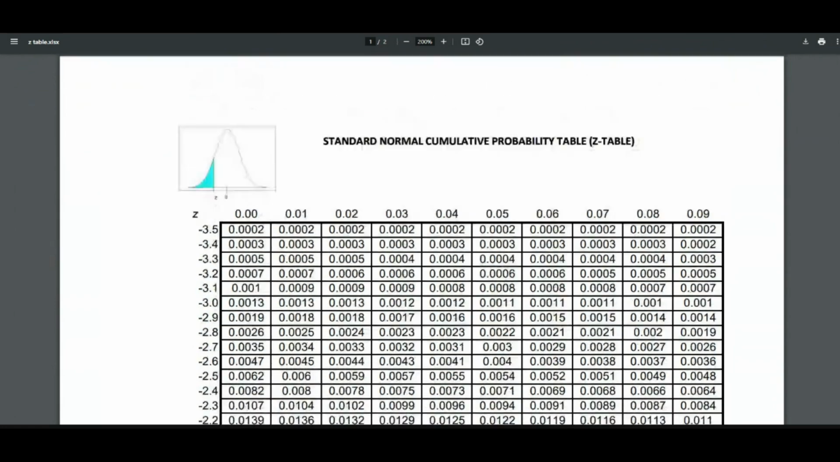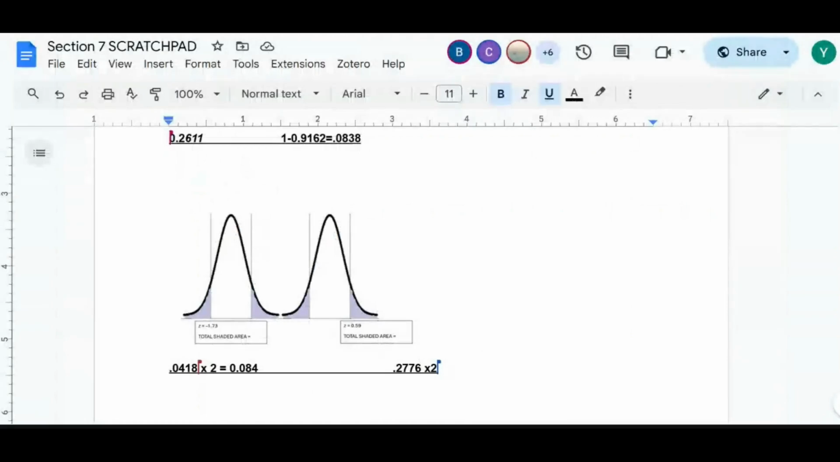0.2776 is only going to give you the area on the left. But you want more than that. You want both sides. So you multiply that by 2. This is the hardest thing for today. That is it.